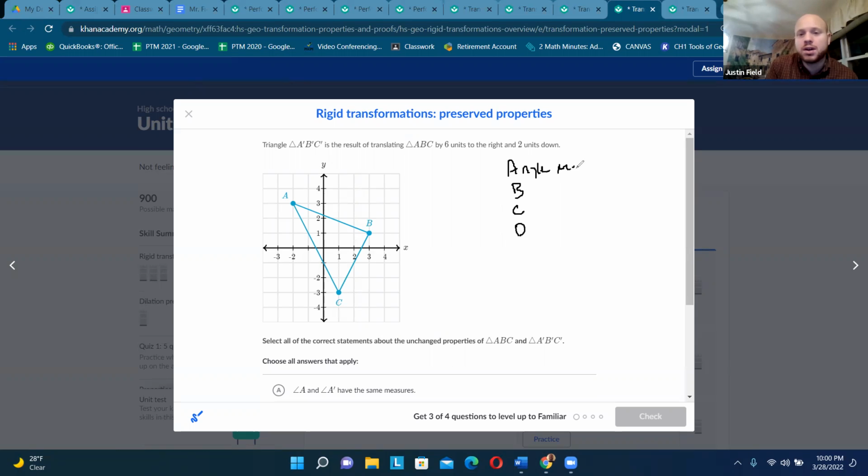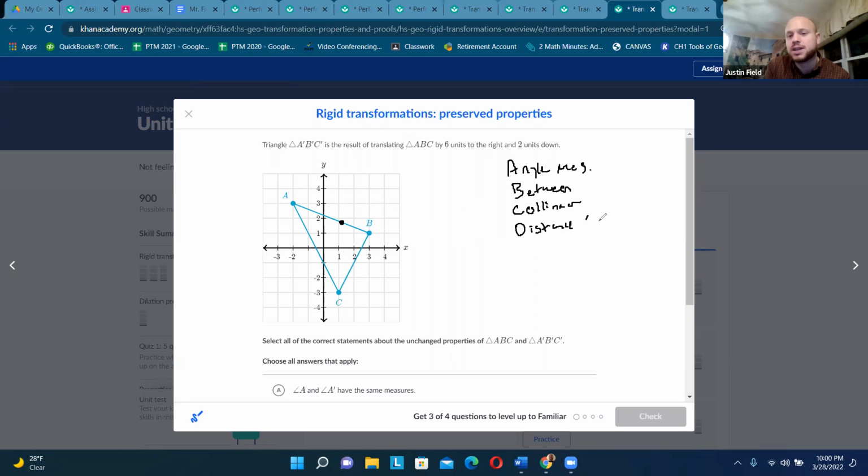Angle measures are preserved. Betweenness: if something is between in the shape, like if I put a point on segment AB, after the transformation, that point will still be between A prime, B prime. Collinearity, you remember that word collinear? If 3 points are in a line and we do a transformation, those 3 points will still be in a line. And distance is preserved.